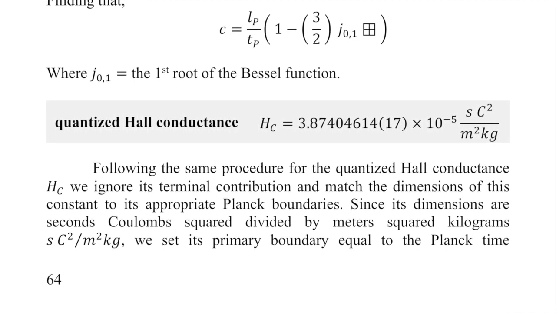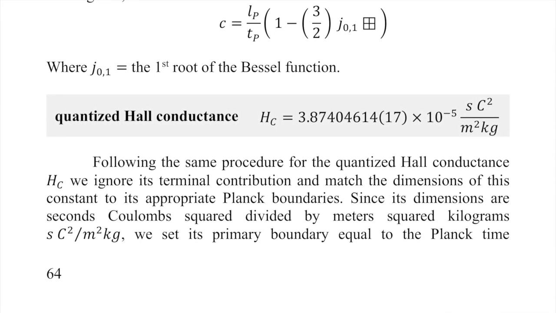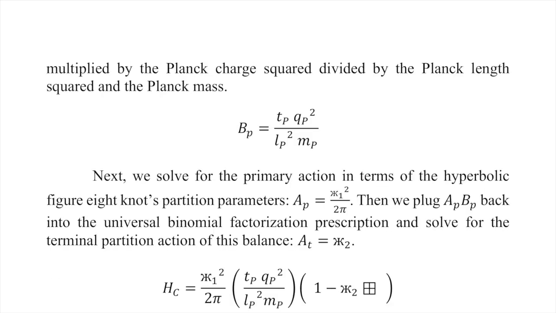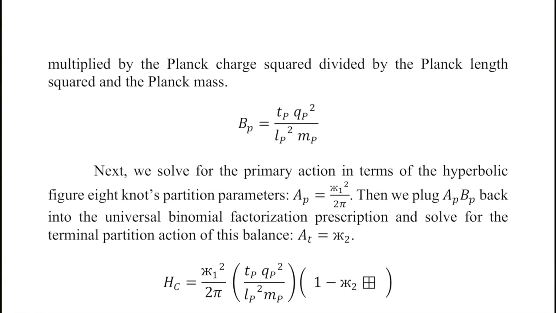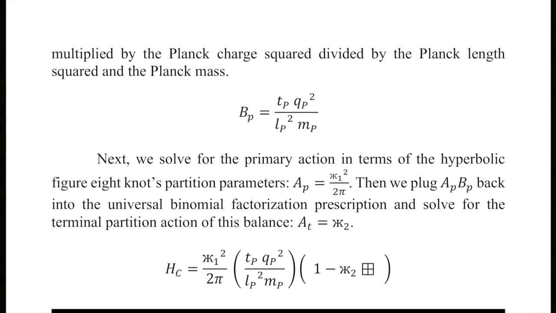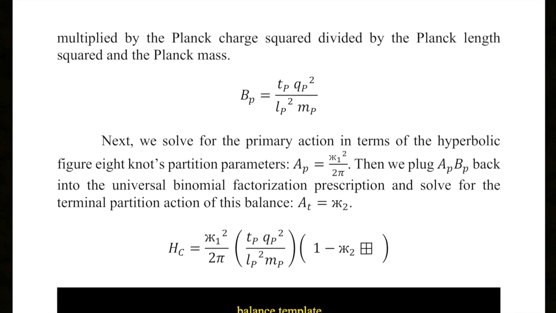Since its dimensions are seconds coulombs squared divided by meters squared kilograms, we set its primary boundary equal to the Planck time multiplied by the Planck charge squared divided by the Planck length squared and the Planck mass. Next, we solve for the primary action in terms of the hyperbolic figure 8 knots partition parameters. In this case, it's not equal to 1, so we search for its value in terms of the hyperbolic figure 8 knots partition parameters. The primary partition action is equal to J1 squared over 2 pi, and J1 squared is equal to the fine structure constant.